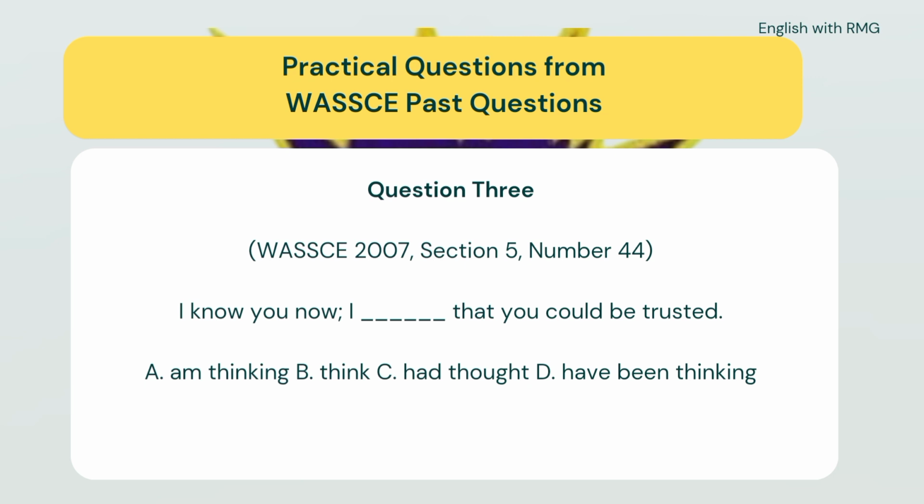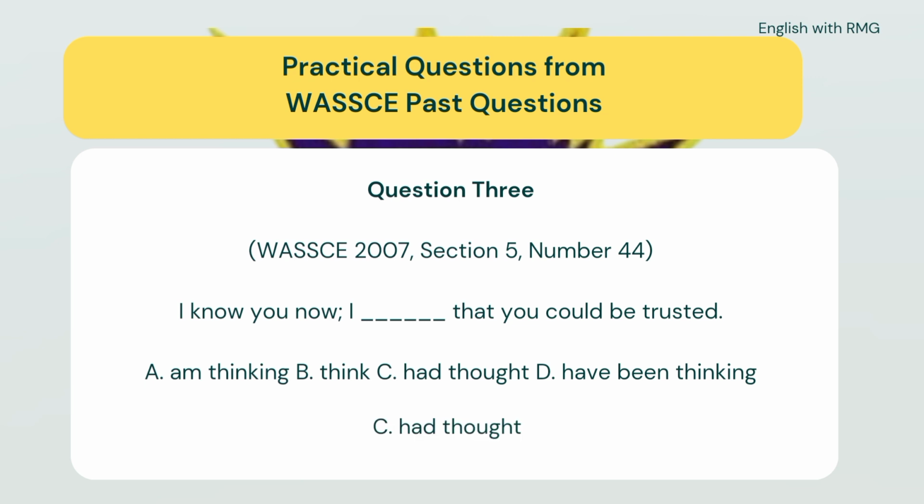Question 3. This is a question from WASSCE 2007, section 5, number 44. I know you now. I dash that you could be trusted. So, I've been saying it again and again: pay attention to the sense of time, the mood, and everything that the sentence is trying to communicate. So if I say, I know you now, that means what I want to refer to next had happened before that now moment. So A, I'm thinking. B, think. C, had thought. D, I've been thinking.